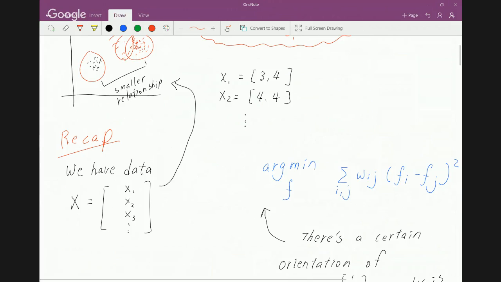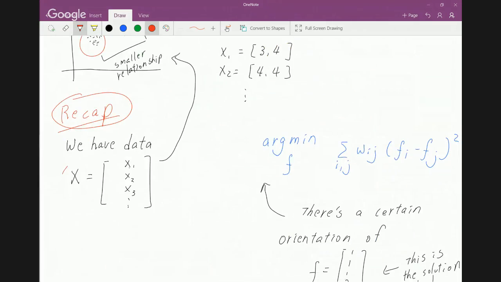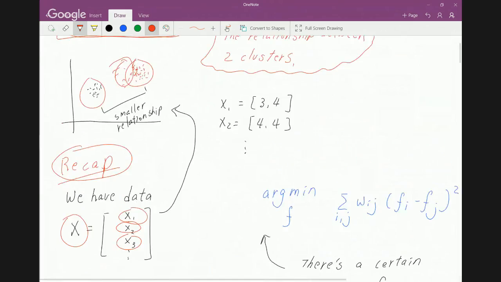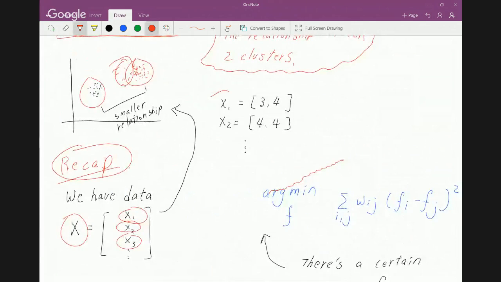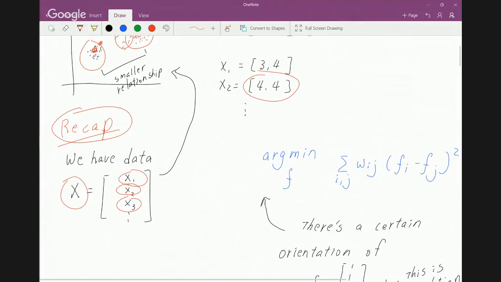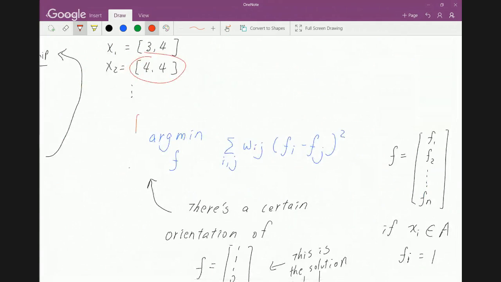So to recap, remember we have some kind of data X, and data X has multiple samples: sample X1, X2, X3. And each sample, such as X1 here, could be a single dot of 3 and 4, which could be a dot here, and 4 and 4 could be another dot here. So that's our data. And what we're trying to do is solve this right here, which essentially says that we're trying to find the argument F that minimizes this whole expression.